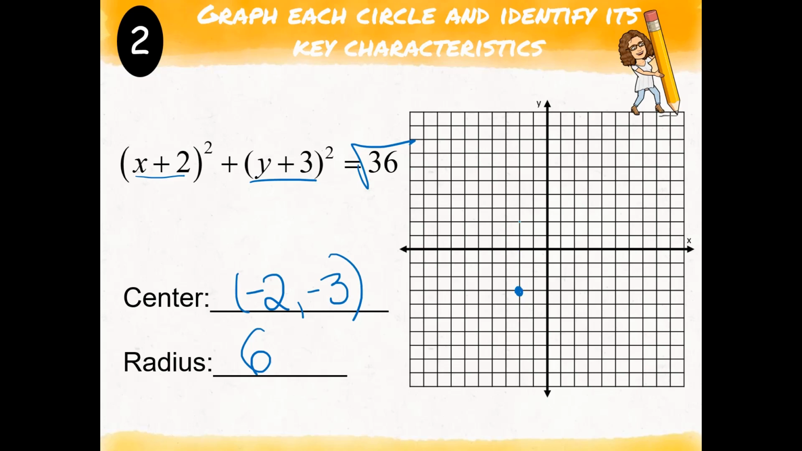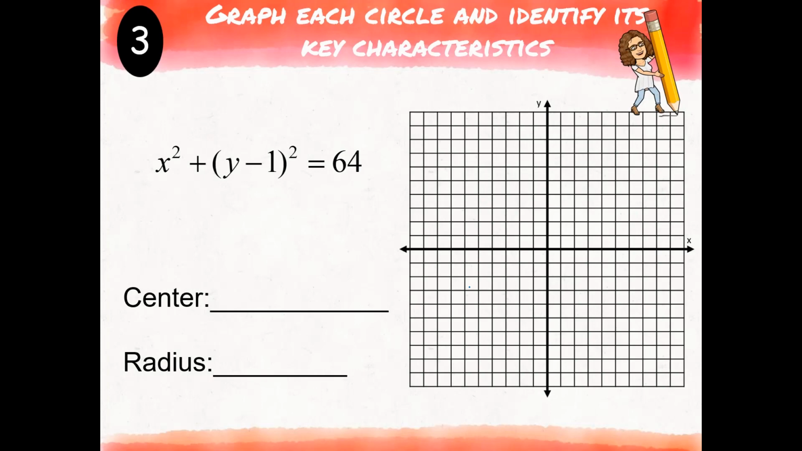3, 4, 5, 6, 2, 3. 1, 2, 3, 4, 5, 6. And again, we're going to connect the dots to the best of our ability and try to make it kind of look like a circle. Kind of, not too bad.